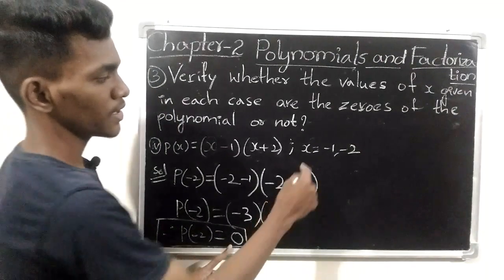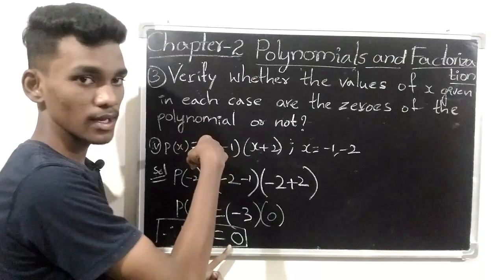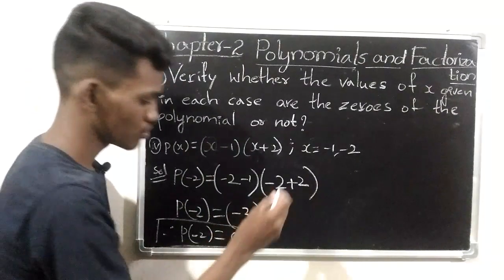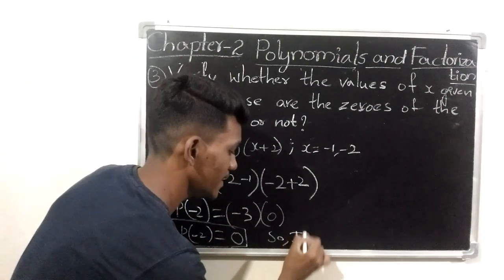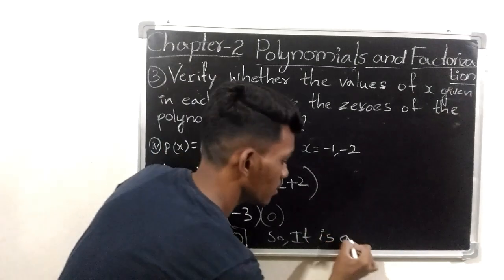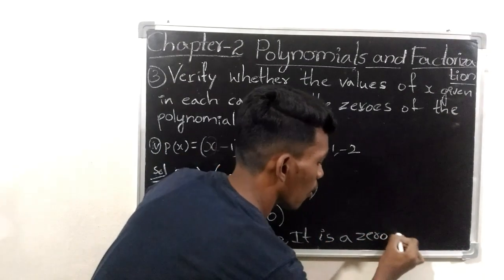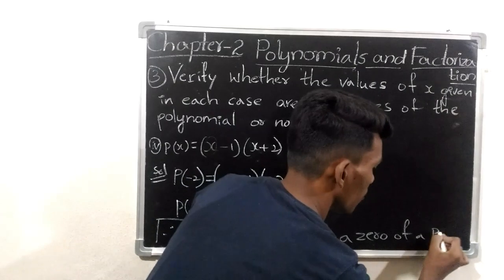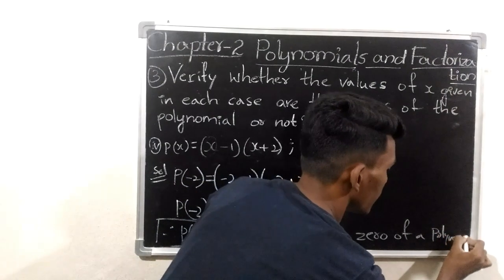When we substitute x is equals to minus 2 in this polynomial, we got the value 0. So it is a 0 of a polynomial.